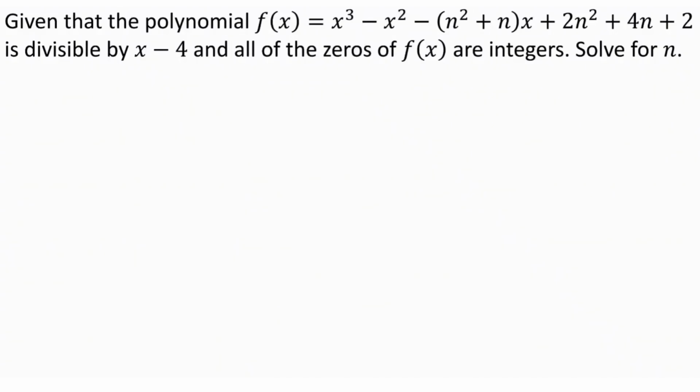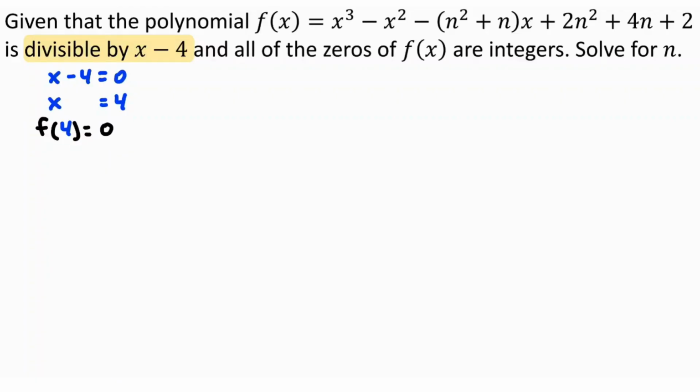Today's video: given that the polynomial f of x is divisible by x minus 4 and all the zeros of f of x are integers, solve for n. So we're given that x minus 4 is a divisor, meaning that x minus 4 is equal to 0, or x equals 4. This means that f of 4 should equal 0.